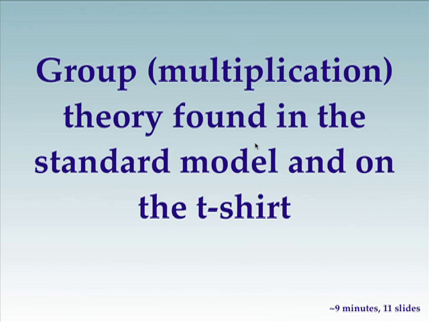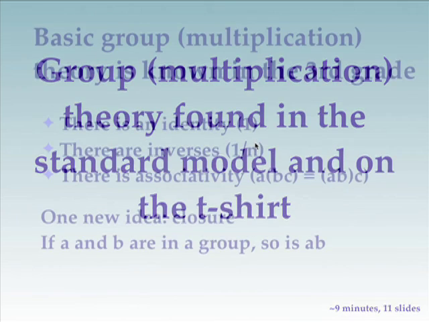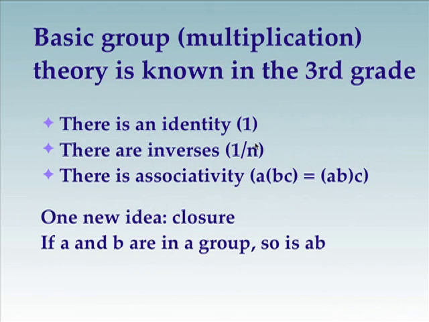that's found in the standard model and on the t-shirt. So I'm not even going to cover the entire subject, just what's needed for the t-shirt. And the basic theory was known so many years ago. You know there's an identity element. You know there are inverses. And you know there's associativity. This from those two equals those two times this, whatever.